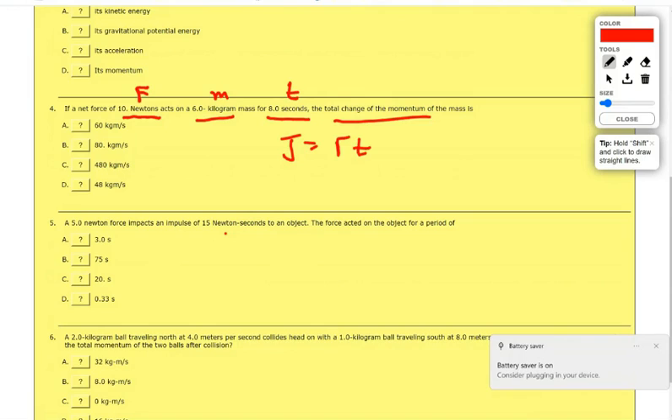Wait, so in the change in momentum, if you ever see mass, do you just leave it alone? Or is it... No, that's not the rule.